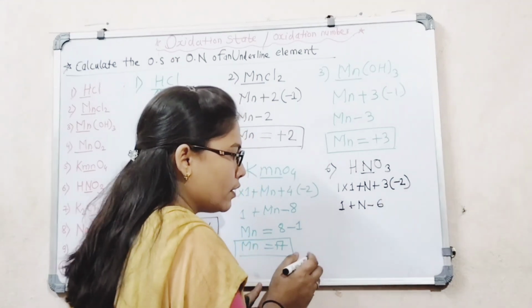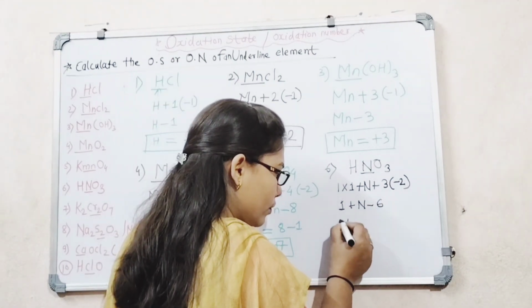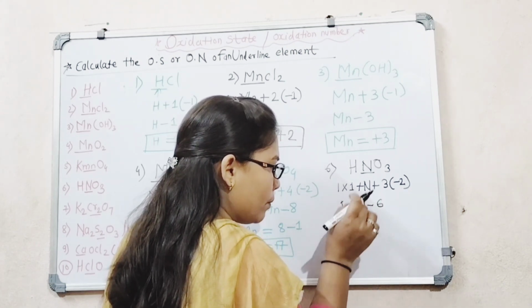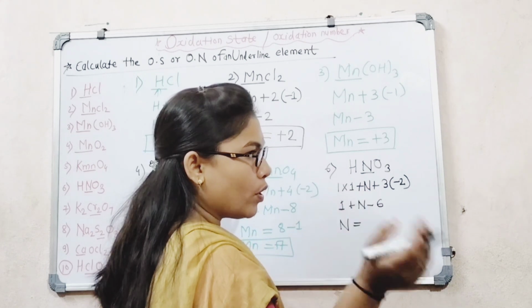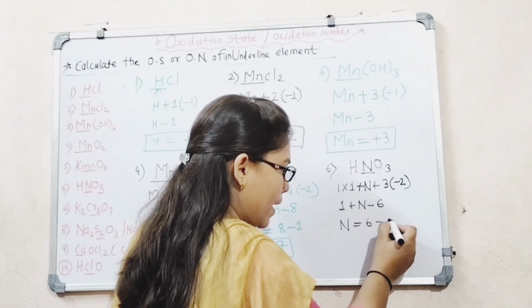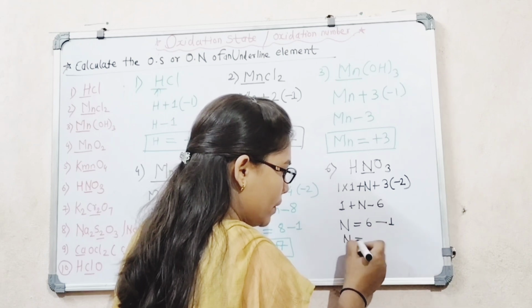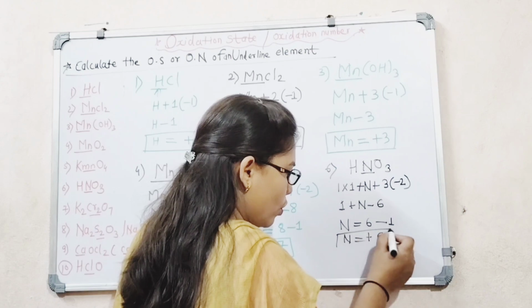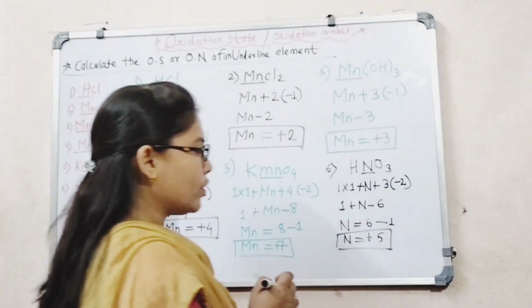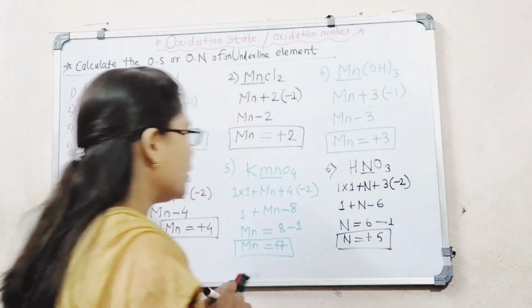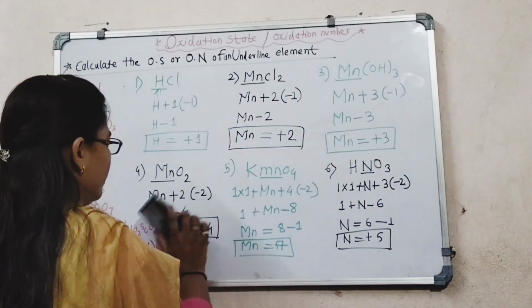So I write here 6, and after the equal sign minus 6 becomes plus 6, and this plus 1 becomes minus 1 when they go beyond the equal sign. So I write here plus 6 minus 1, which means 6 minus 1, plus 5. So the oxidation state of nitrogen in nitric acid is plus 5. These are the different examples.